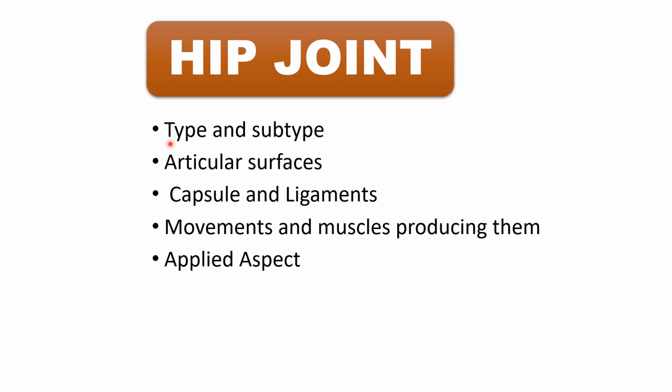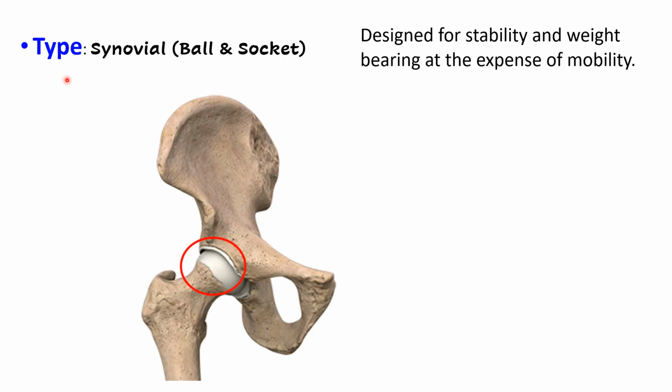That is, first, describe the type and subtype of the joint, then the articular surfaces, then capsule and the ligaments, and then after that movements and the muscles which are responsible for producing them, and also relevant applied aspect. Let's begin with the type of hip joint.